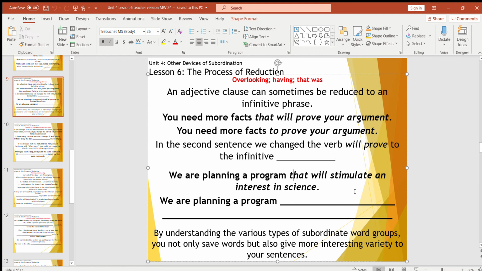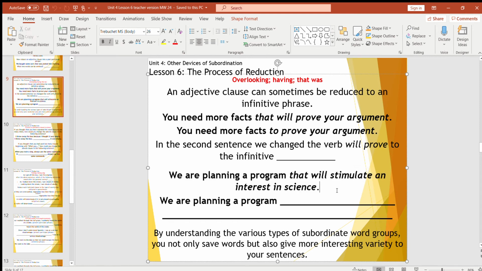So we are planning a program that will stimulate an interest in science. If we want to take this adjective clause and reduce it into an infinitive phrase, we say we are planning a program to what? What's the verb over here? We are planning a program to stimulate an interest in science.